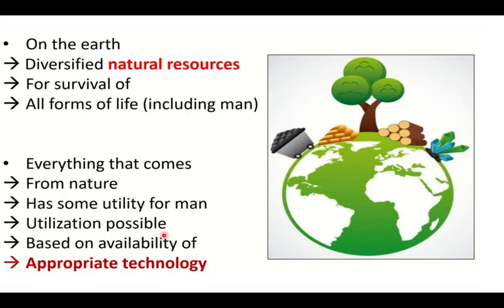This utilization is possible based on the availability of the appropriate technology. So only with the perfect technology are we properly utilizing the resources which we are getting naturally, right? For example, we are getting wood from the tree, coal from the soil, and minerals like gold or iron. These are all obtained naturally, and used by us with proper technology.